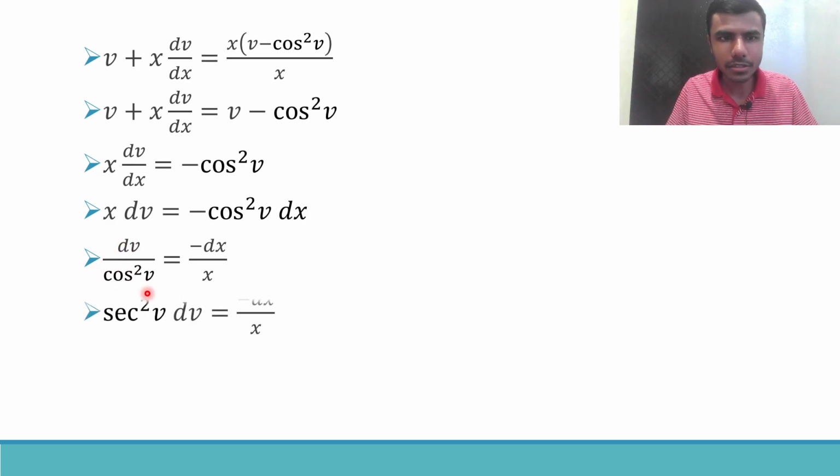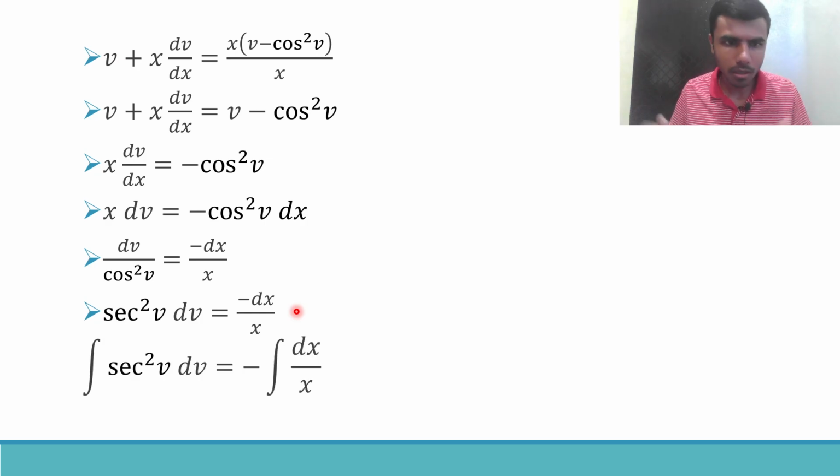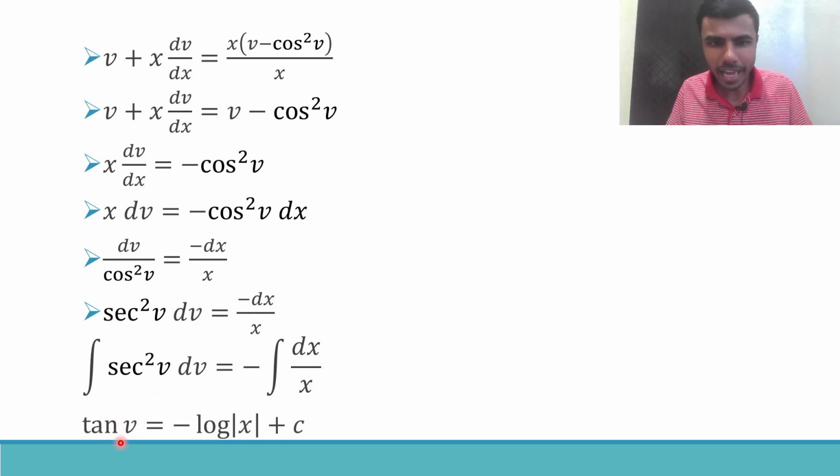So here I'd get secant square v dv is nothing but minus dx by x. Fine. Now just integrate on both sides. This is what I have. Integration of secant square v is nothing but tan v, and integral dx by x is nothing but log mod x. And of course minus is there, plus I would get an integration constant. So tan v is equal to minus log mod x plus a constant.